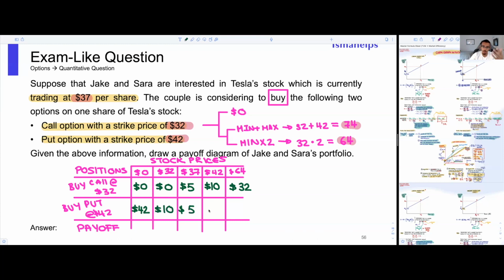And if it's $42, your payoff would be $0. Now, why would your payoff be $0? Well, because you're not making a profit, right? You could sell it at $42 or you could sell it at $42. You're indifferent. Payoff is 0.